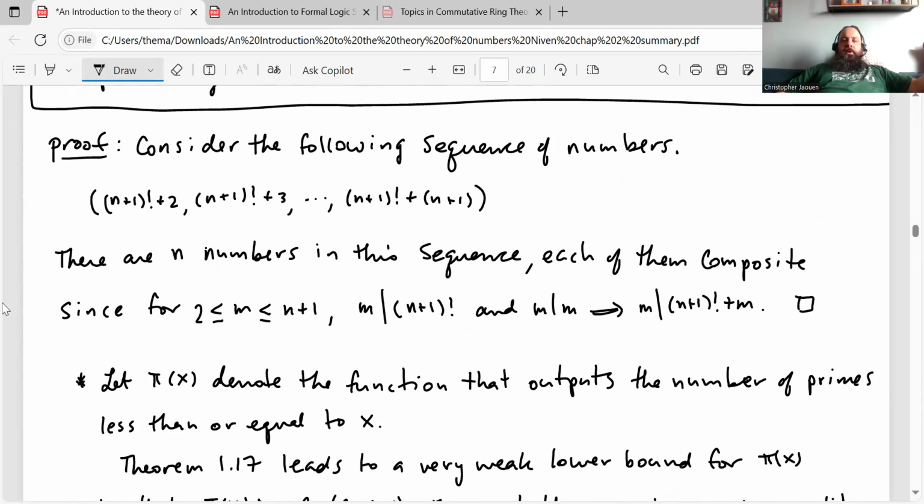All you have to do is consider the following sequence of numbers: (n+1)! + 2, all the way up to (n+1)! + (n+1). Notice that there are n numbers in the sequence, and each of them is composite, because for any m between 2 and n+1, m divides (n+1)!, and obviously m divides m, which means that m divides (n+1)! + m.